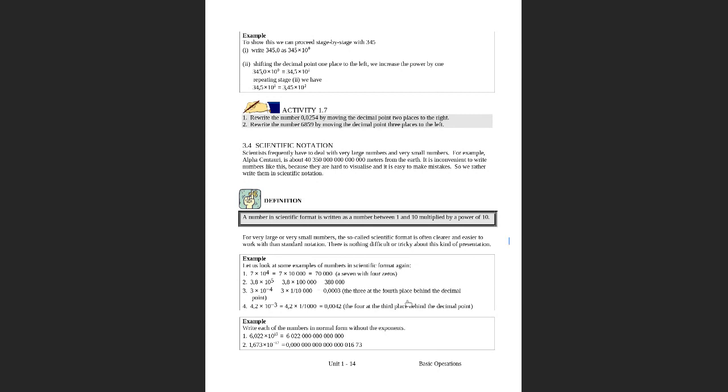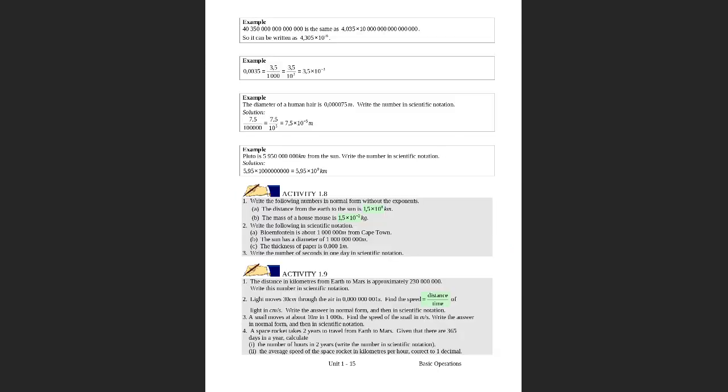Have you seen that? When it is negative, it moves to the left. When it's positive, it moves to the right. And when you are changing from normal form to scientific notation, when it's to the right, it's negative, and when it's to the left, it's positive. I hope you understand that jargon. Okay, good. Maybe as we go on, you're going to understand better.